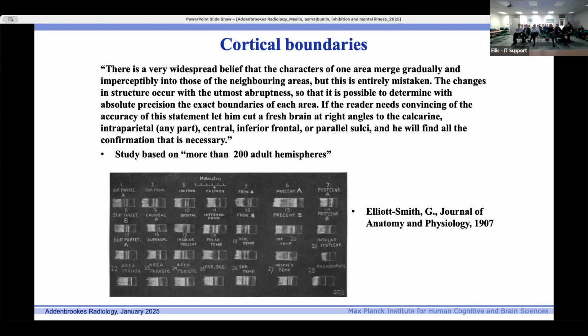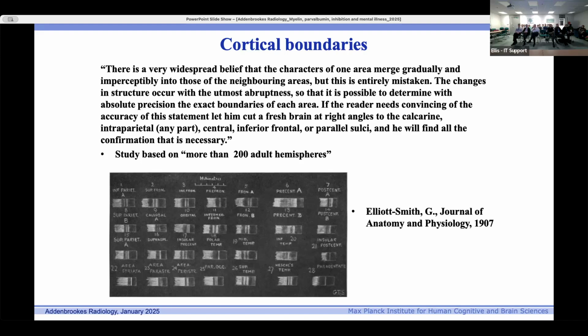And he said there is a very widespread belief that the characters of one area merge gradually and imperceptibly into those of neighboring areas, but this is entirely mistaken. The changes in structure occur with the utmost abruptness, so that it is possible to determine with absolute precision the exact boundaries of each area. If the reader needs convincing of the accuracy of the statement, let him cut a fresh brain at right angles to the calcarine, intraparietal, central, inferior frontal, or parallel sulci, and he will find all the confirmation necessary.